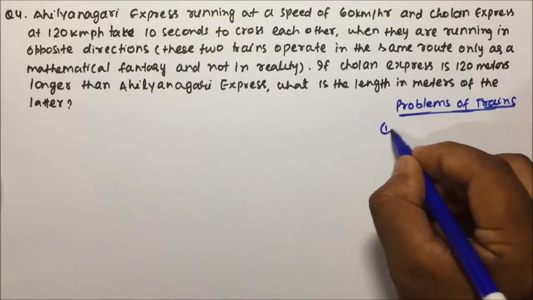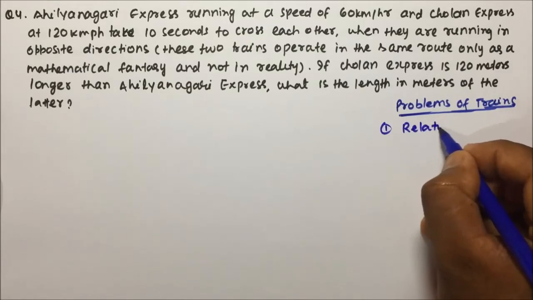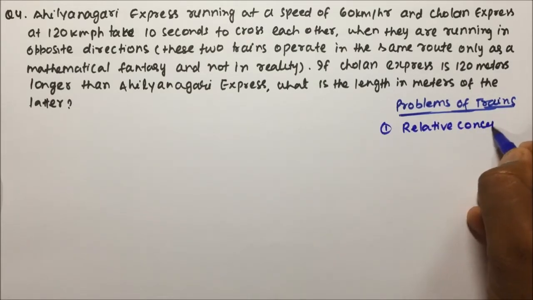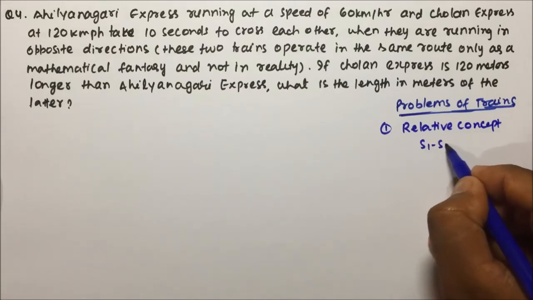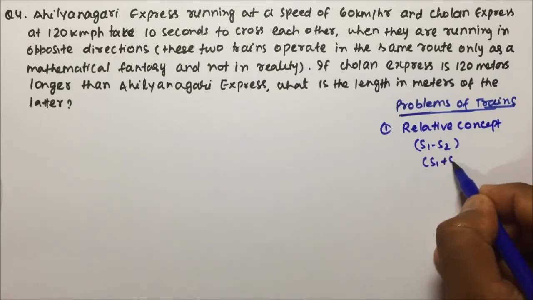See, in problems on trains, very minimal concepts are there. One, it is a relative concept, which I have already discussed. If it is the same direction, subtract the speed. If it is a different direction, add the speed.